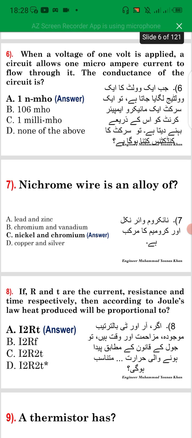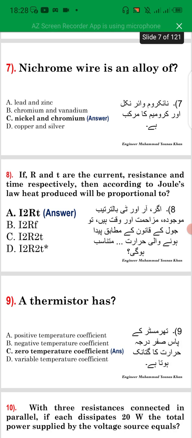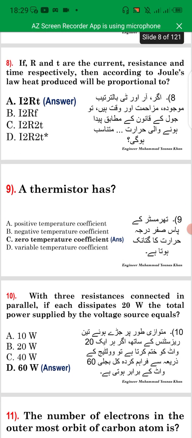Nichrome wire is an alloy of lead and zinc, chromium and vanadium, nickel and chromium, copper and silver. Correct answer is nickel and chromium. If I, R and T are the current, resistance and time respectively, then according to Joule's law, heat produced will be proportional to I square RT, I square RF, I square R square T. So I square RT.